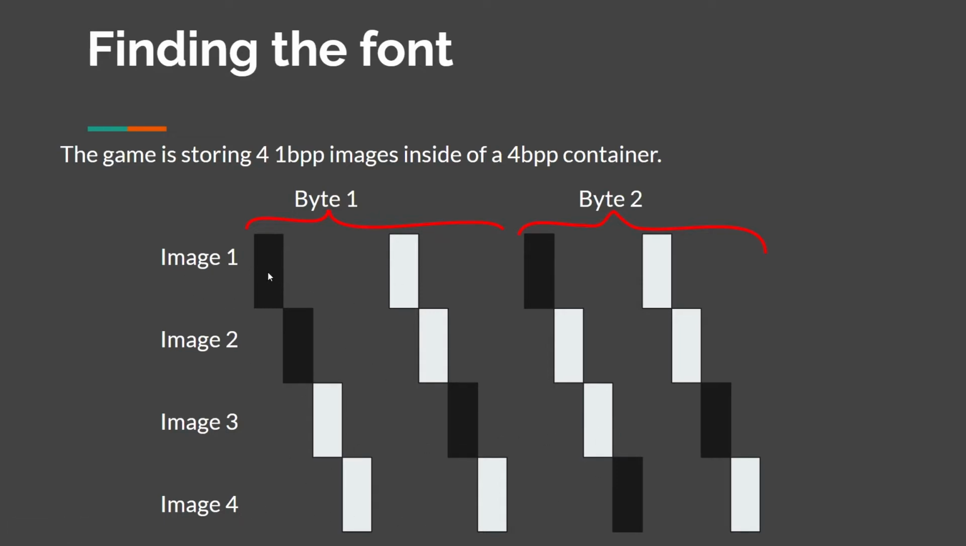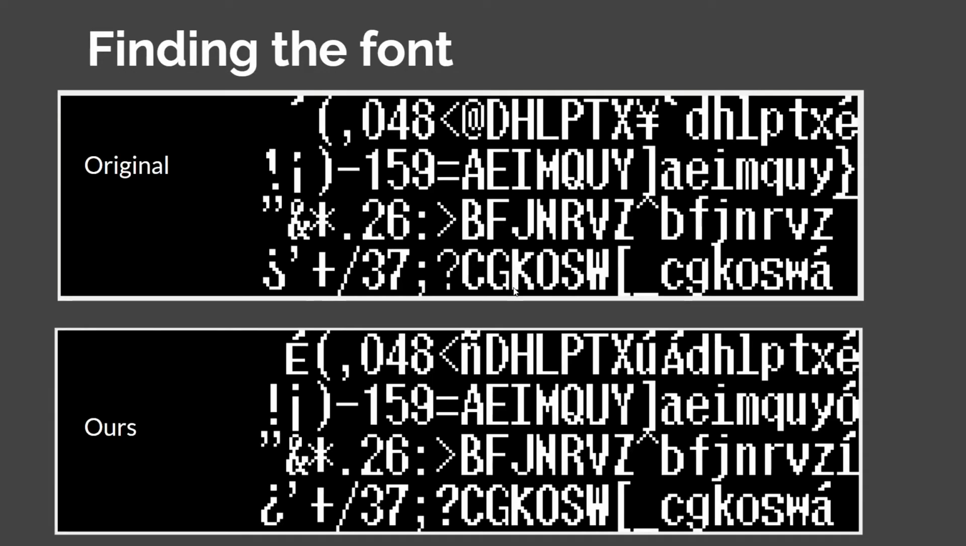The first uses the first and 5th bits of each byte. The second image uses the second and 6th bits of each byte. The third using the third and 7th, and so on. And it repeats in this pattern. We can separate all 4 images by using this knowledge. And if we do that, we get this.